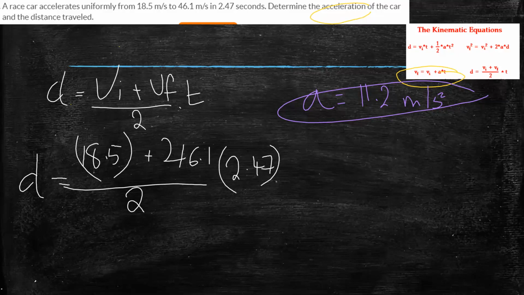What is your answer? Is it 79 point something? 79.781. Yeah, because you have to add 18.5 plus 46.1, then multiply by 2.47, then divide by 2 to get the distance.